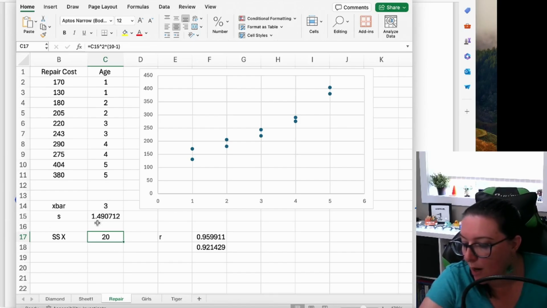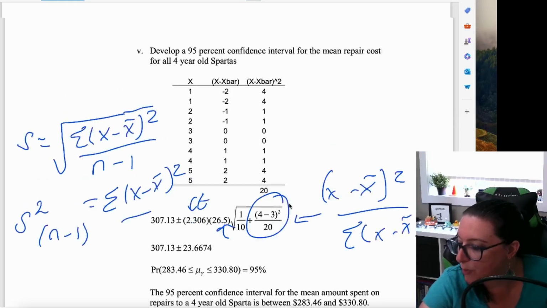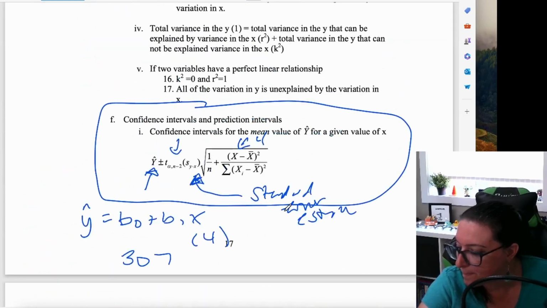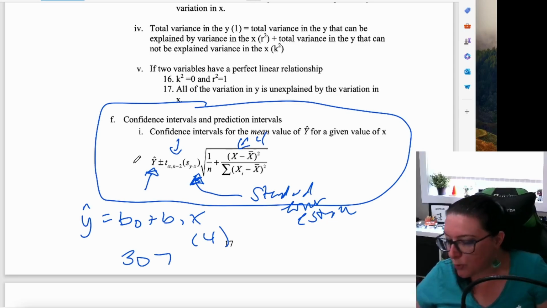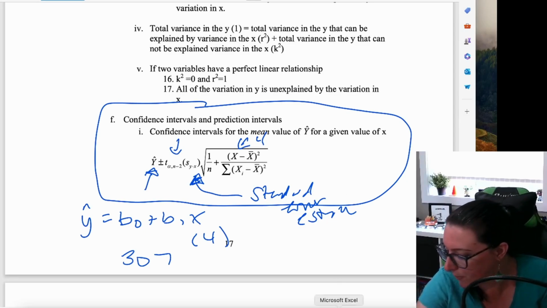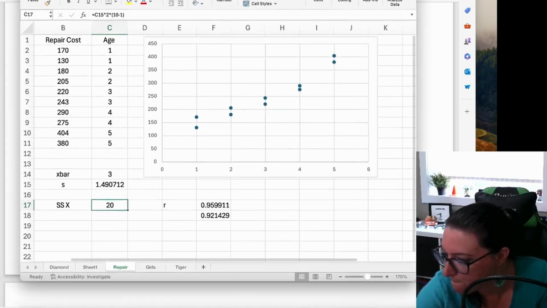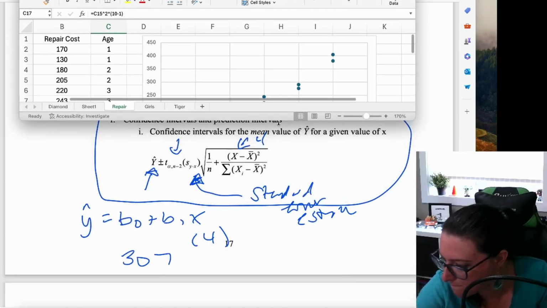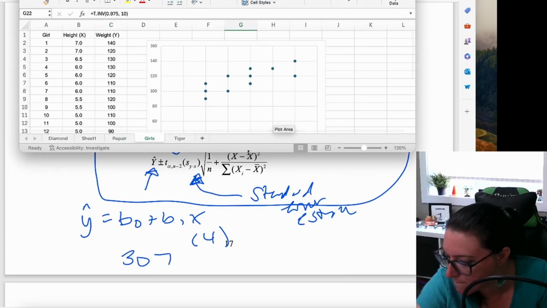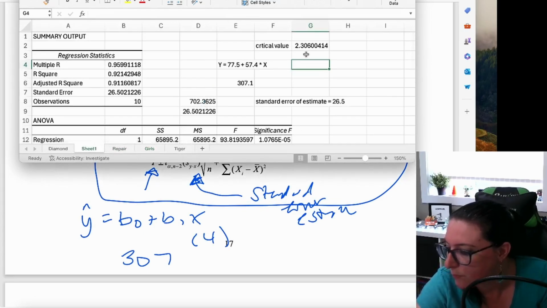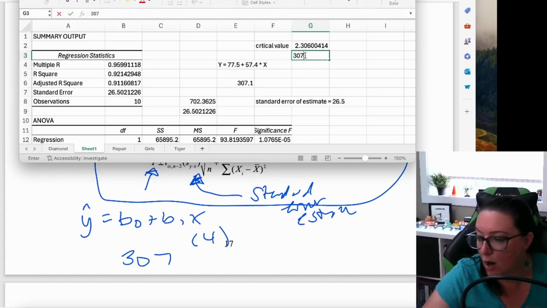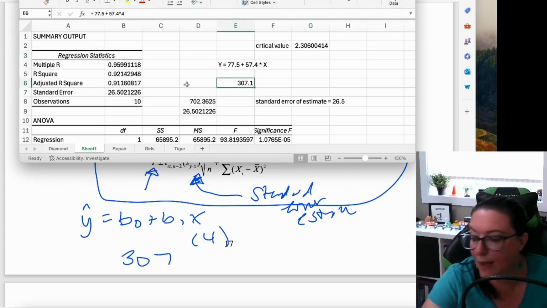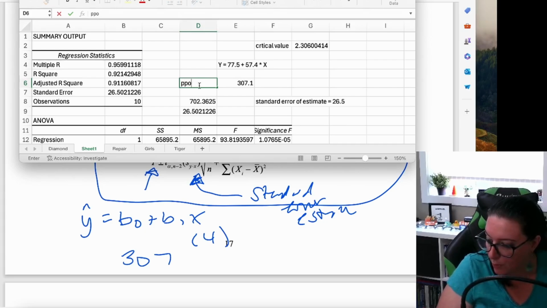So I have x bar, I have the sum of squares. If I go back to my formula, I can find this confidence interval. Let's see if I can put these on the screen at the same time. Okay, we're going to take our 307. That is our calculation, 307, actually, let's just do equals. It's this here, right? That's the point estimate in our confidence interval.